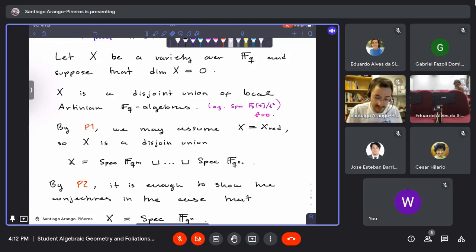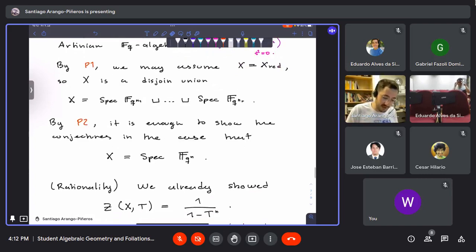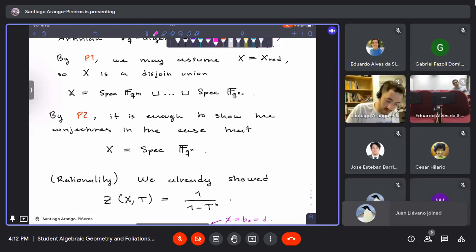So we might as well just assume that X is reduced, and in that case, we can write X as a finite union of spectra of finite fields. And by property 2, we only need to verify the conjecture for one of those, because this is not difficult. If you have the conjecture for finite fields, then the rationality is going to follow, the functional equation is also going to follow. So we're going to focus on the case that X is just the spectrum of a field. So remember that we're considering this as a variety over F_q.